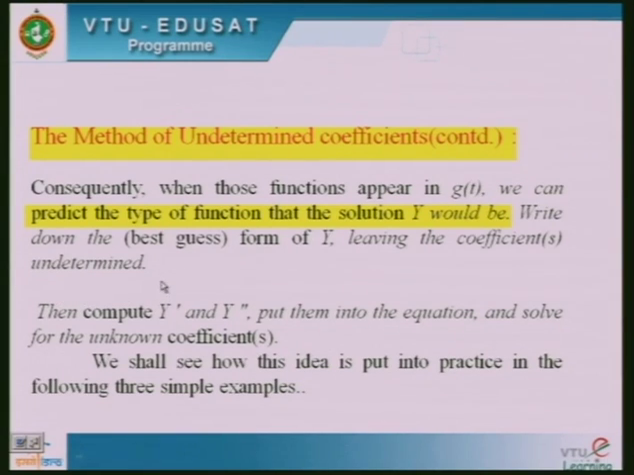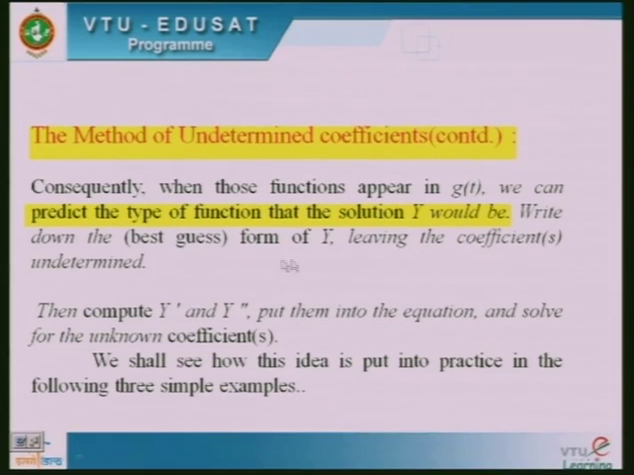So, friends, in exactly the similar way we can guess a particular integral, and then we are able to find the arbitrary constants. I am going to discuss in detail the method of undetermined coefficients in the next class. Thank you very much.